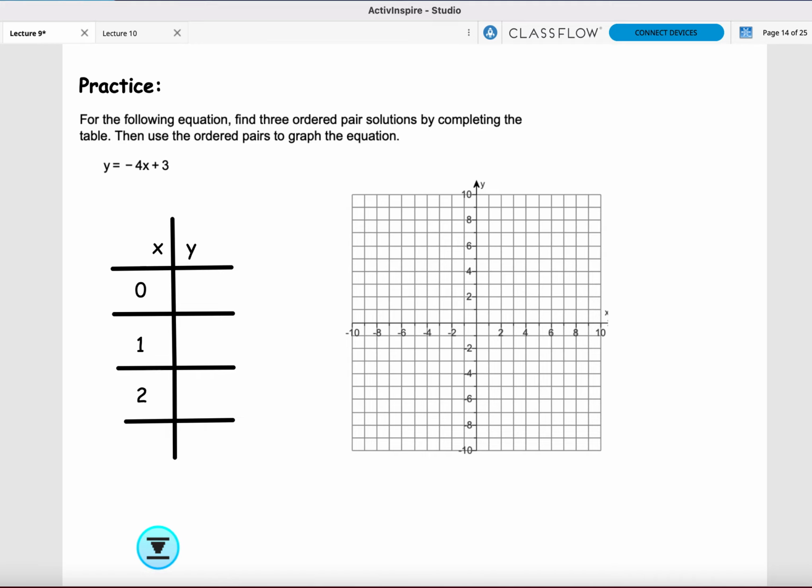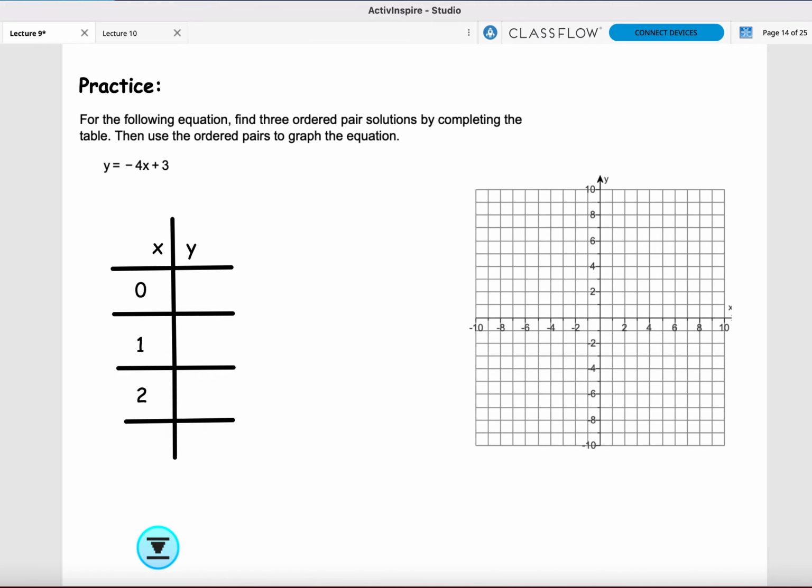Pause it here so you can try to set up the equation in your table first. So, the equation is y equals negative 4x plus 3. You have x is 0, 1, and 2. So we're going to do x is 0 first. So y equals negative 4 times 0 plus 3, which is just 0 plus 3, which is just 3. So 0, comma 3, which is right here. I'm going to go ahead and plot that first.